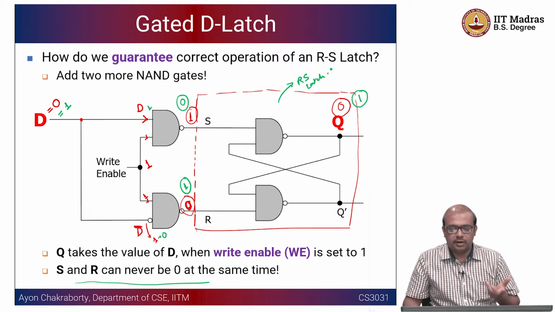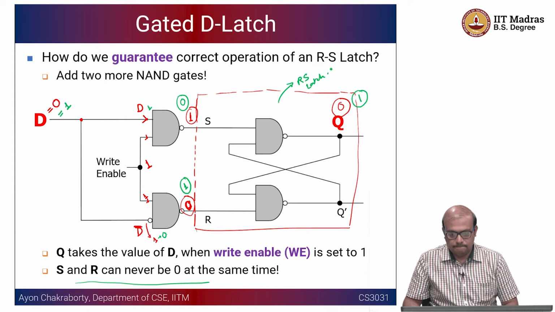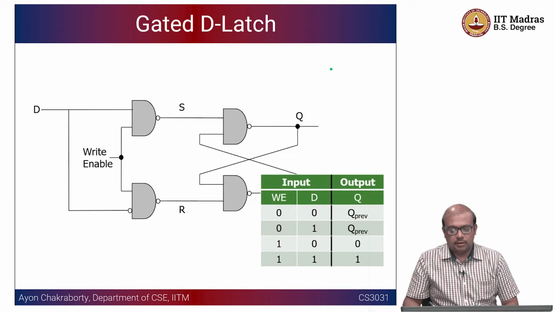This is much more trivial to remember or understand. Whatever data you want to write, you just put that value. If you put 0, it will be 0. If you put 1, it will be 1, okay. So this is how the truth table might look like.